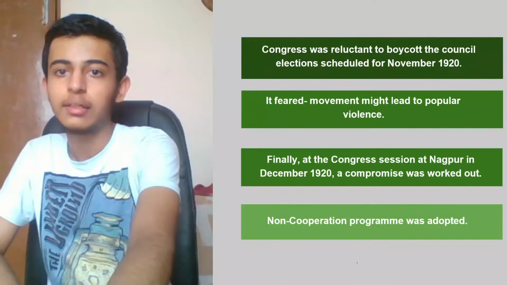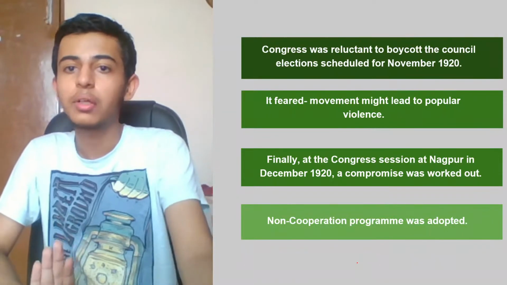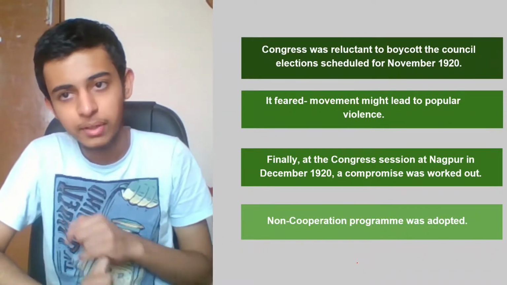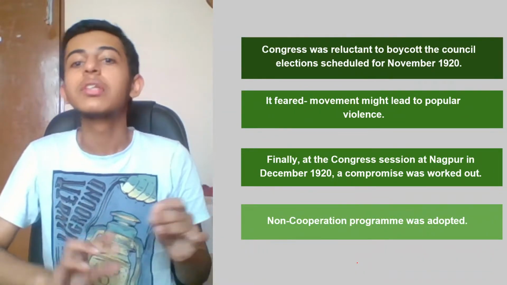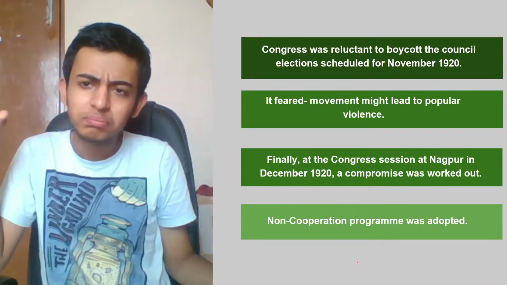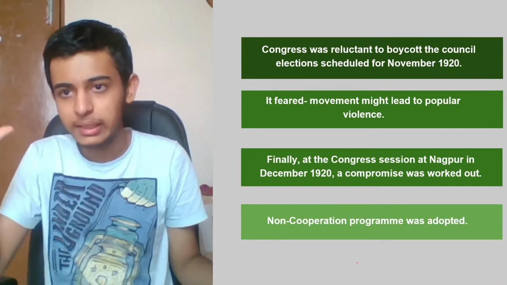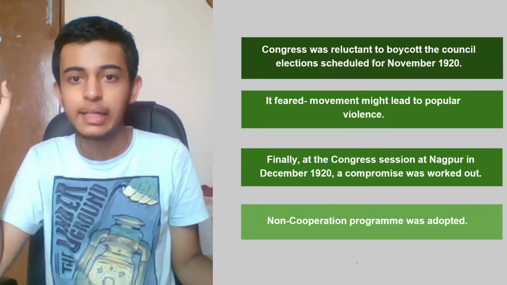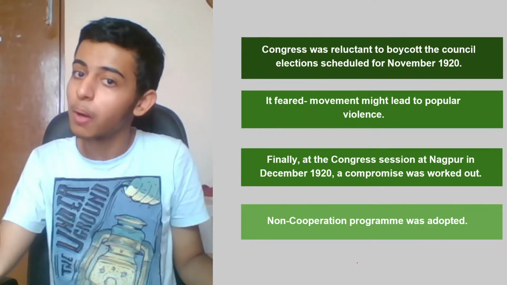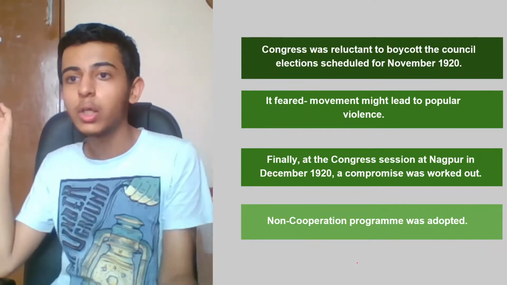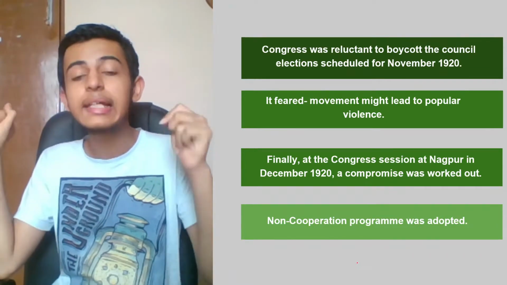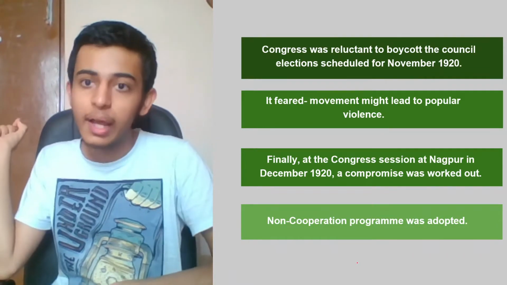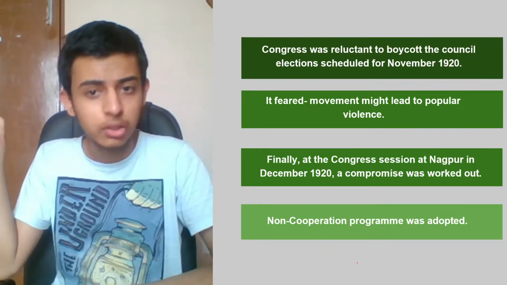Now, Congress was reluctant to boycott the council election scheduled for November 1920. So Congress did not want to boycott the council elections, the government election. It feared the movement might lead to popular violence. If we boycotted the political activities, the elections, it might lead to violence. It might lead to destruction.